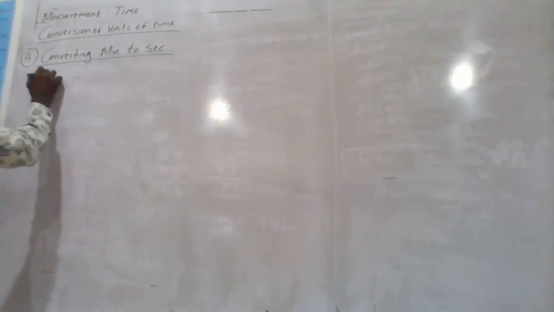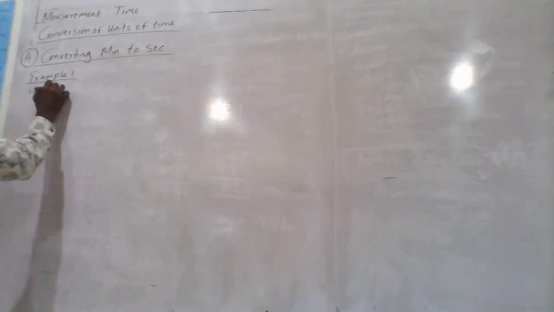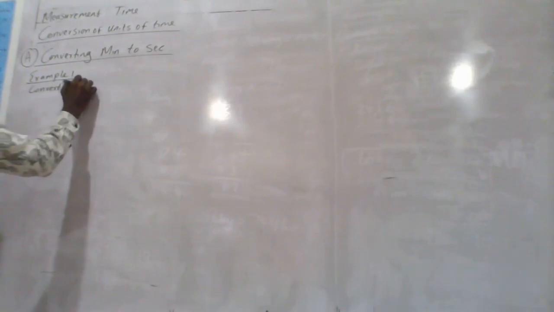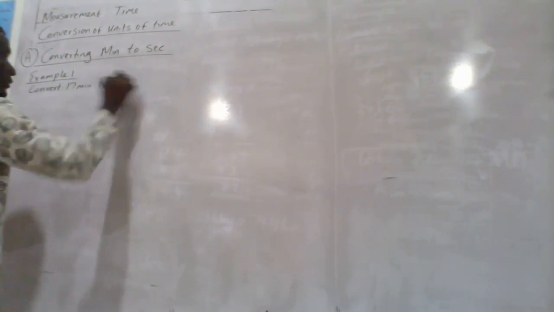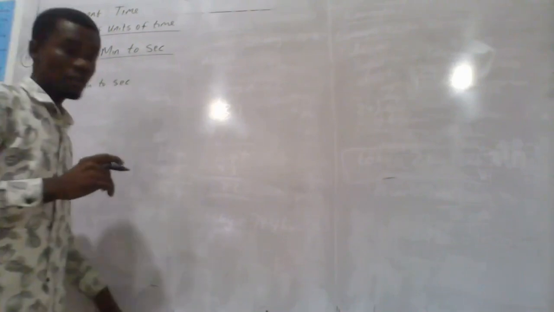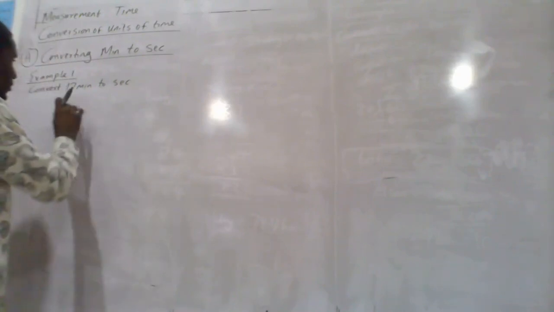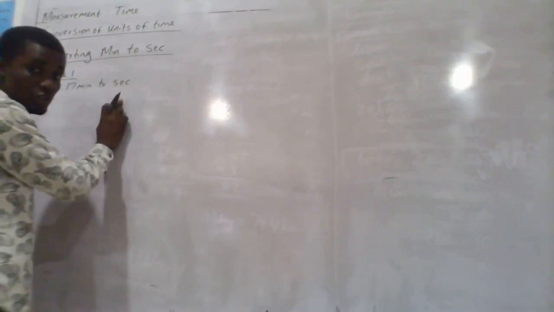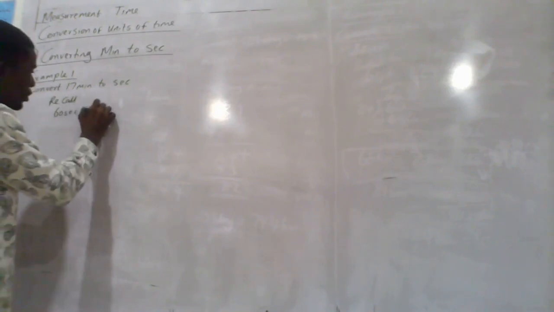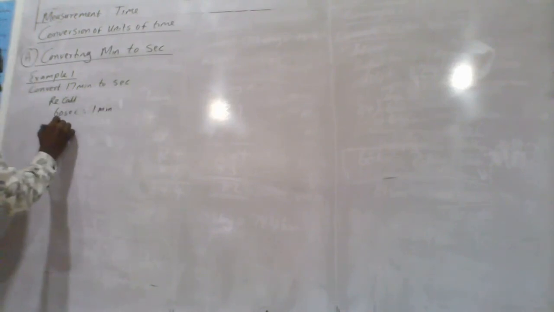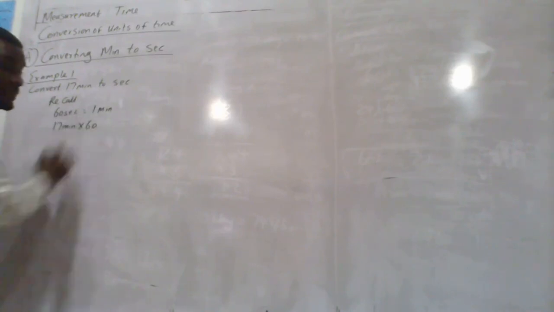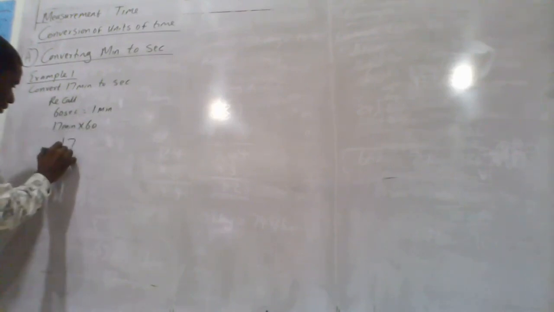Example 1. Let's convert 17 minutes to seconds. Don't forget, the rule of conversion of time says when converting from a big unit to a small unit, we need to multiply. So we recall that 60 seconds equals 1 minute. So we have 17 minutes times 60. So what will that give us? 17 times 60.